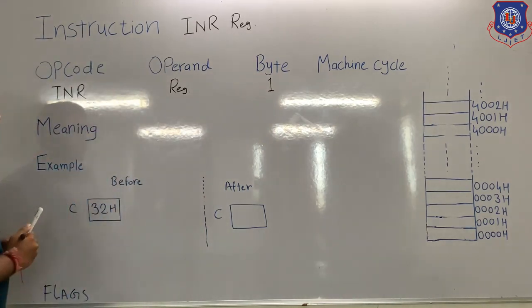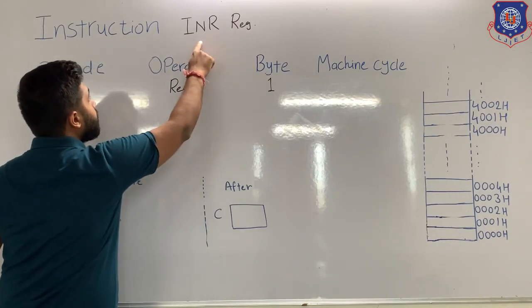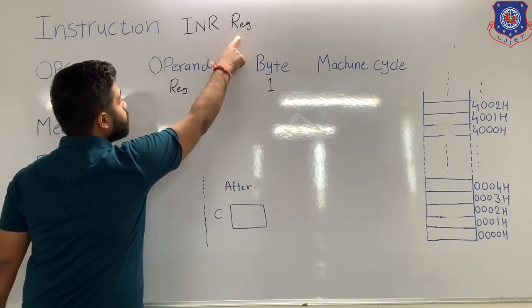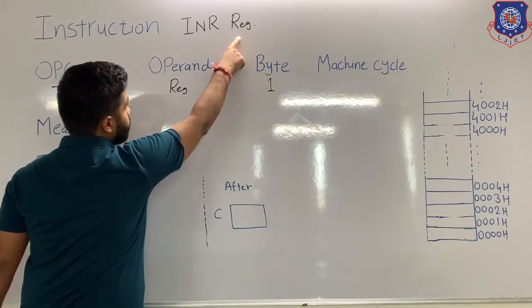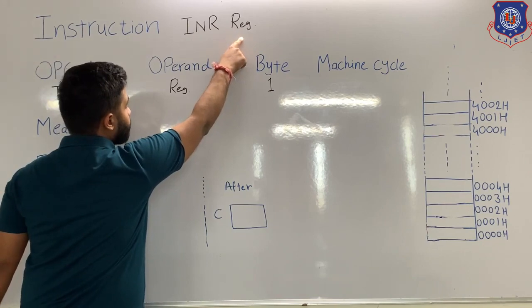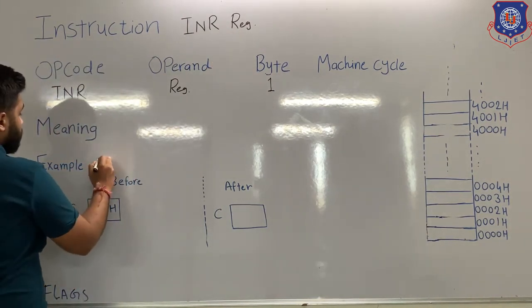Now let's see the meaning of the instruction. INR register means increment content of register by 1. Increment content of register by 1. So let's see one example.